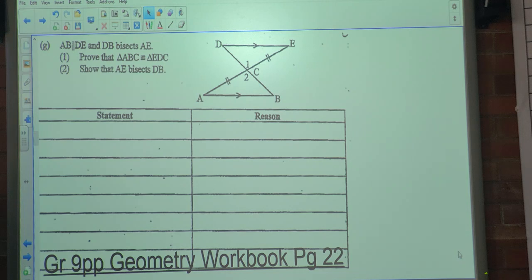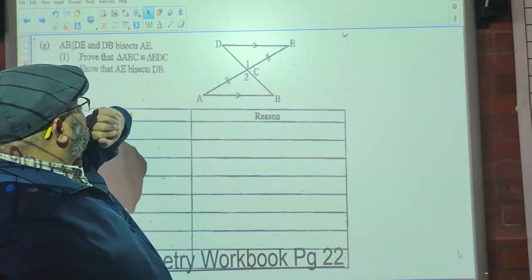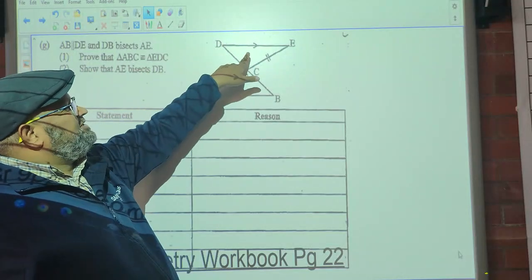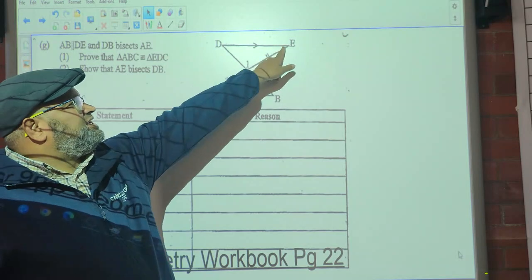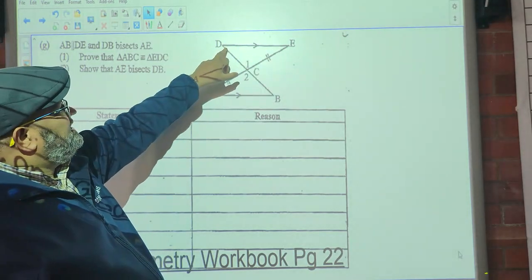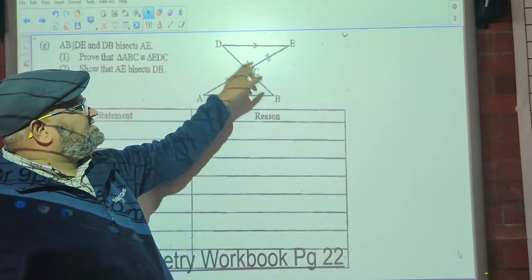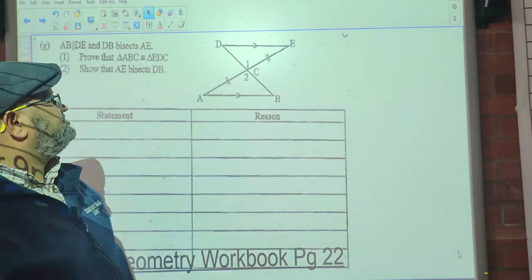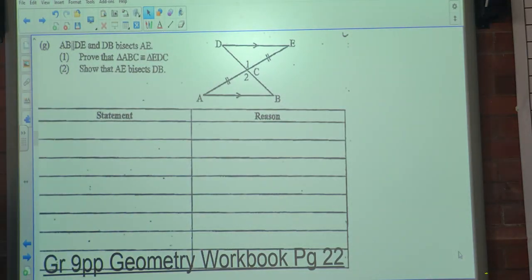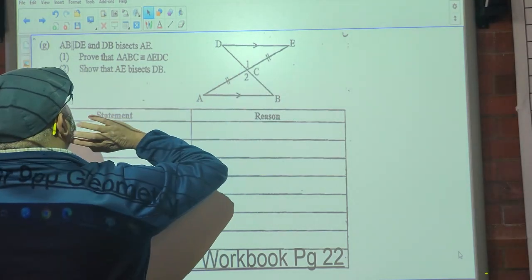Right, so here we are told that AB is parallel to DE, not BC. If AB is parallel to DE, then we know that alternate angles are equal, so angle E is equal to angle A, alternate angles, and angle D is equal to angle B, alternate angles. Then we are told that BD bisects AE. Bisect means to cut it in half.